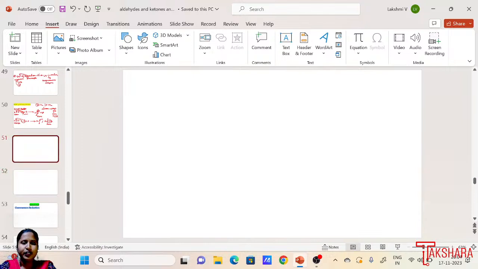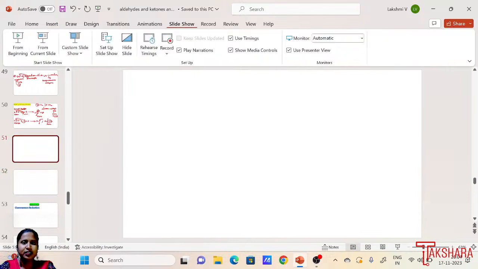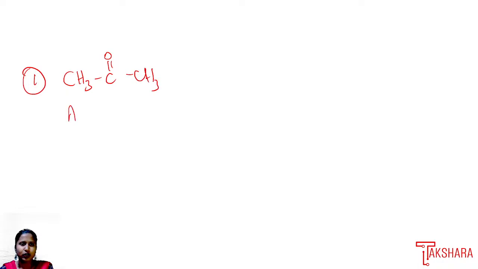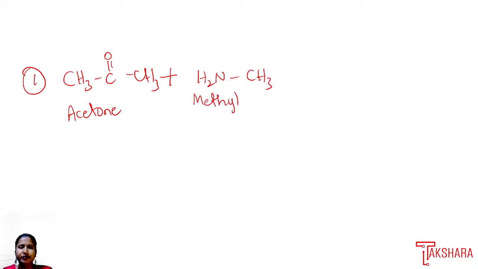Yes. So we'll consider one example by taking the ketone. The first example is CH3 C double bond O CH3, that is acetone. When acetone undergoes the reaction with a primary amine such as RNH2, here we will consider methylamine, NH2 CH3, which is called methylamine.